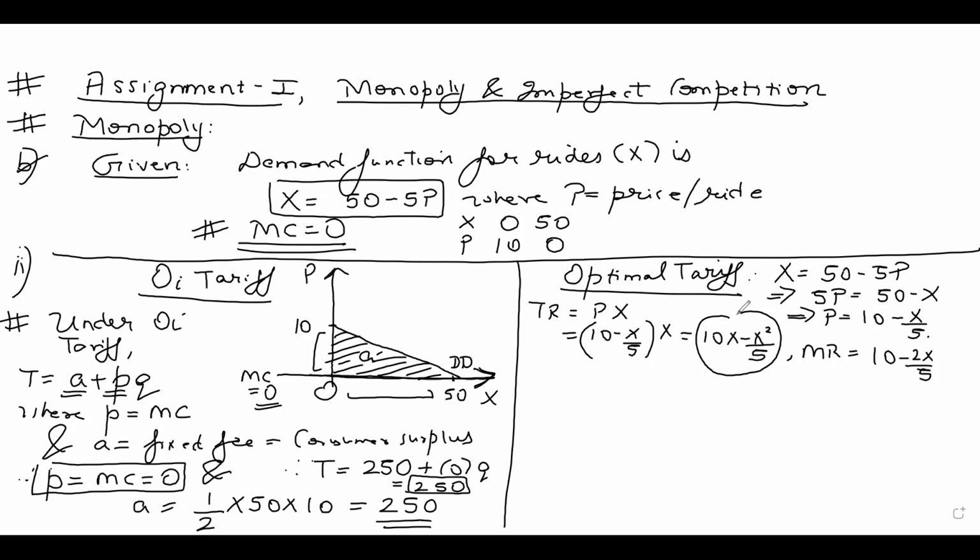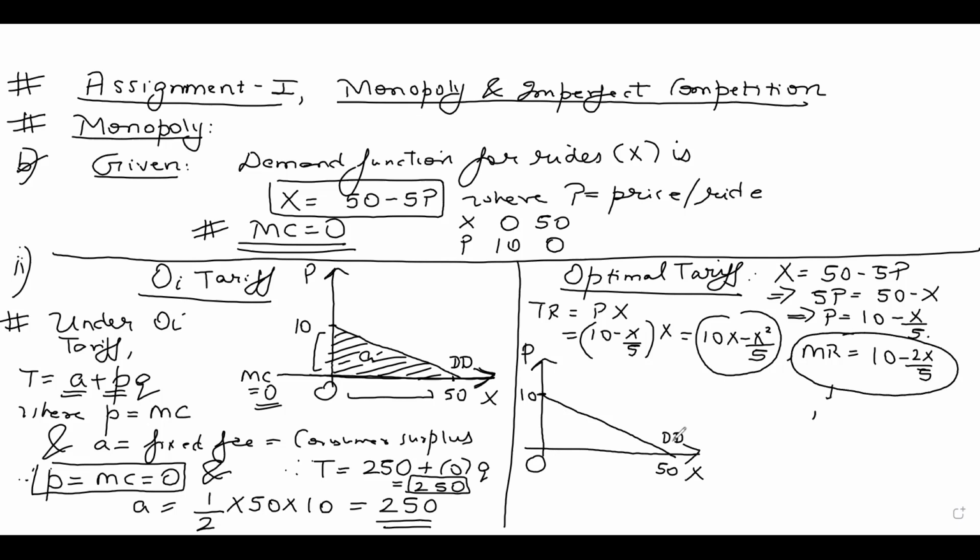Now, under optimal tariff, what is going to happen? If I draw a diagram, this is X, number of rides, this is P. My demand curve is again passing through 10 and 50. This is 50, this is 10, this is my demand curve. If I plot the MR curve, how will I plot it? MR and X. When X is 0, MR is 10. When MR is 0, how much is X? I'm solving it here. 0 is equal to 10 minus 2X by 5, which implies 2X by 5 is equal to 10, which implies X is 10 into 5 by 2. This is 25.